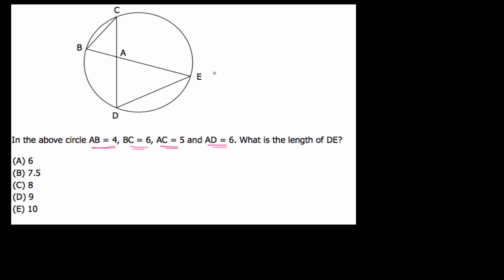Now looking at the circle we have here, AB, from here to here is AB, so we're told the length is 4. BC here, we're told the length is 6. Then AC, from here to here, we're told the length is 5, and also AD, the length is 6. Now we are told to find the length of DE.